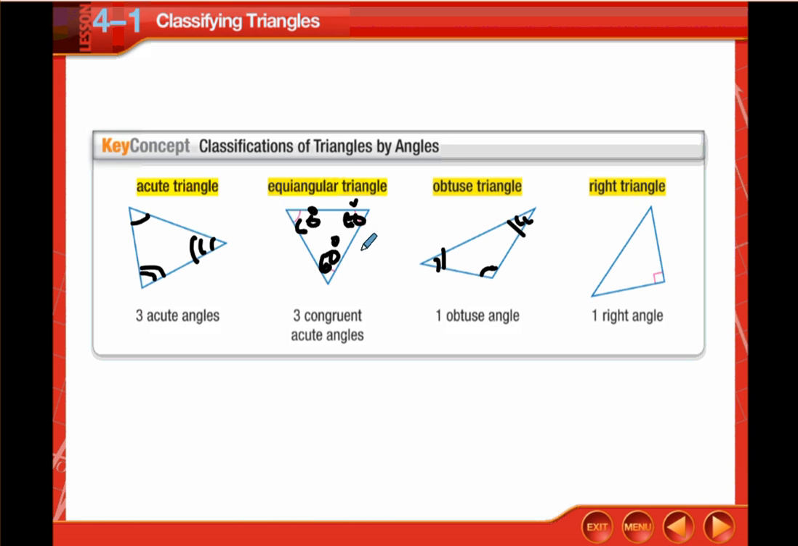Now notice, that also means that an equiangular triangle could also be said to be an acute triangle, since all those angles are less than 90. So equiangular triangles are always acute triangles, but not all acute triangles are always equiangular triangles. All right, so there we've classified triangles based upon their angles. We can pause here to let you finish writing your notes on that, and then we'll move on and look at a few examples.